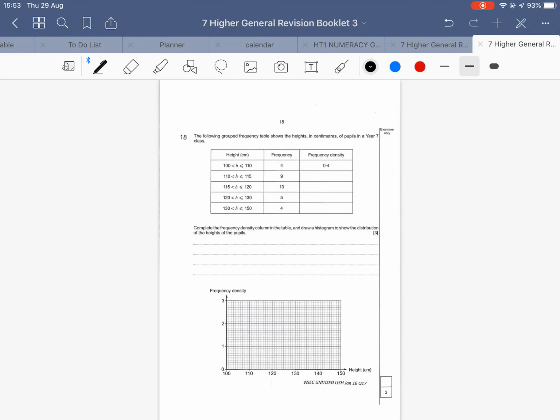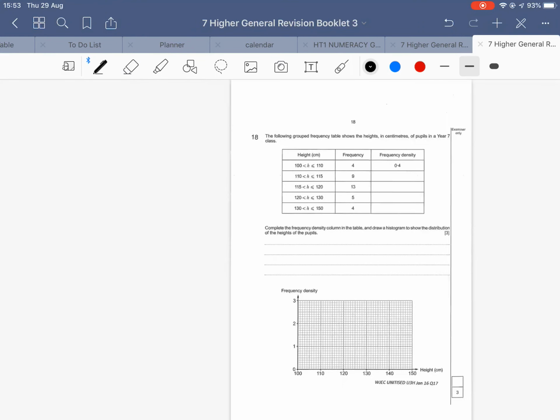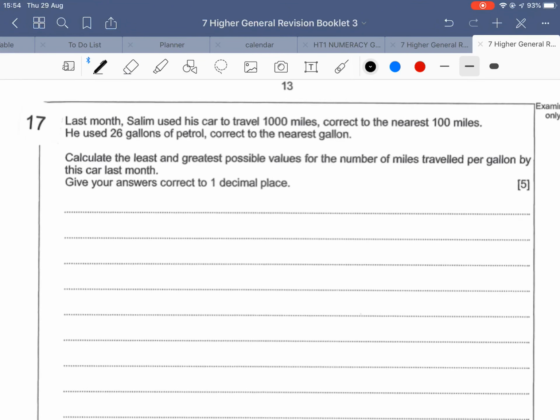Question 17. How many more have we got? Oh, loads. Okay. Last month, Salm used his car to travel 1,000 miles, correct to the nearest 100 miles. Ooh, a bounds question. He used 26 gallons of petrol, correct to the nearest gallon. Calculate the least and greatest possible value for the number of miles travelled per gallon by this car last month. Give your answer correct to 1 decimal place.